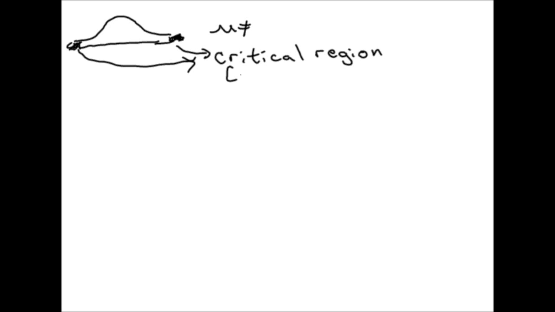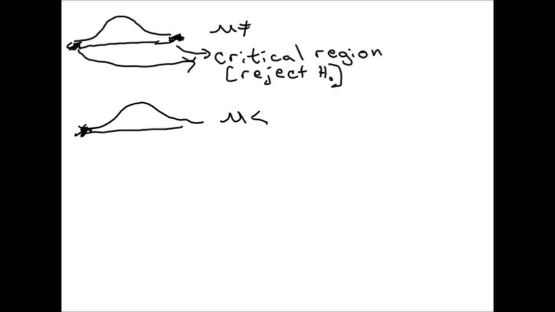If it's here, you reject H sub 0. Sometimes it's called the rejection region. Then in another case, it was down here. That was the mu less than whatever. Again, reject in the critical region. And you are always rejecting H sub 0, not the claim.